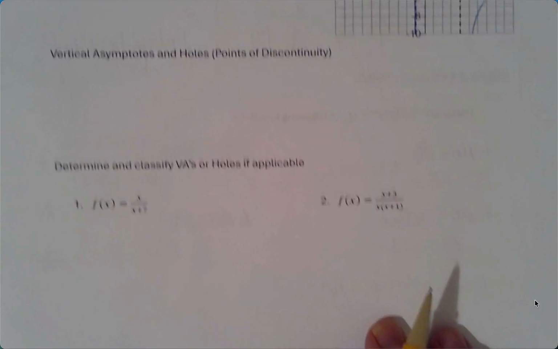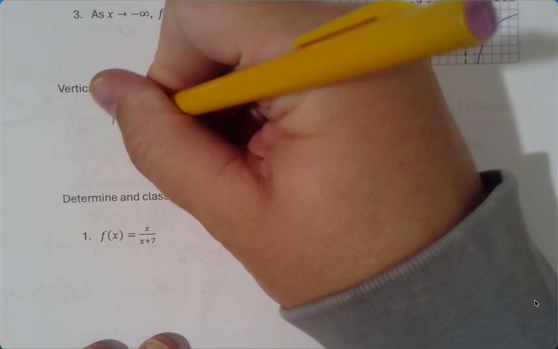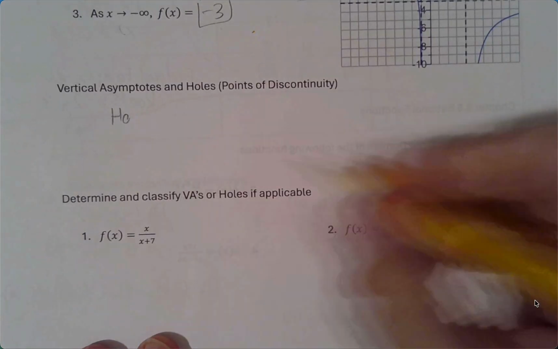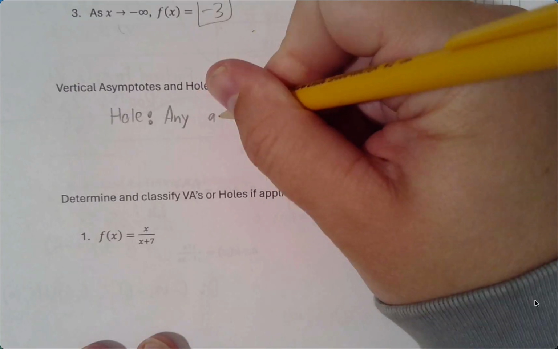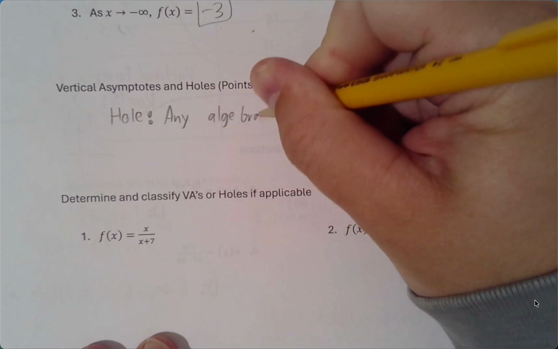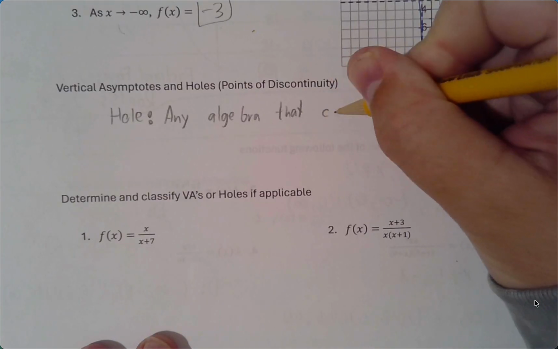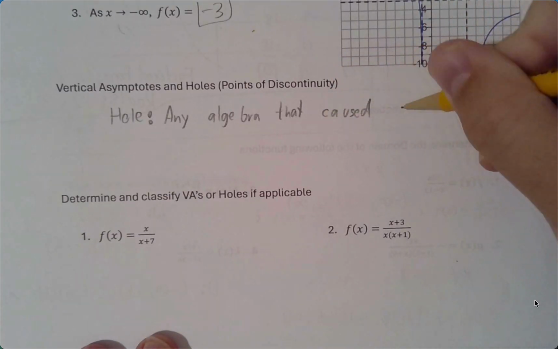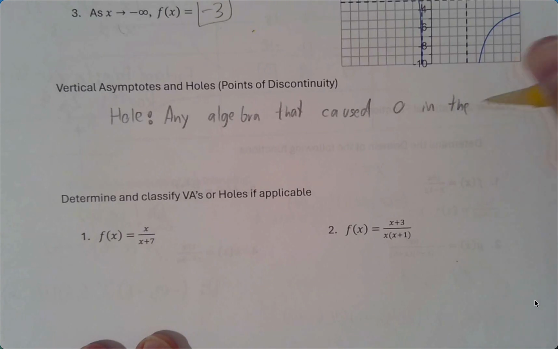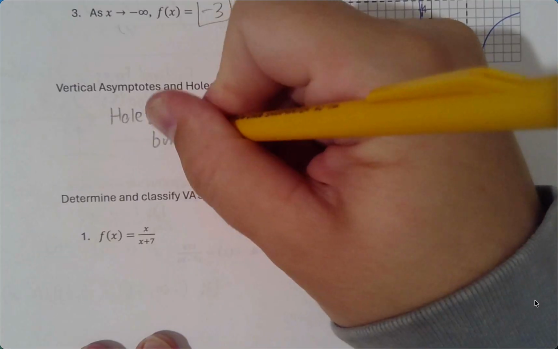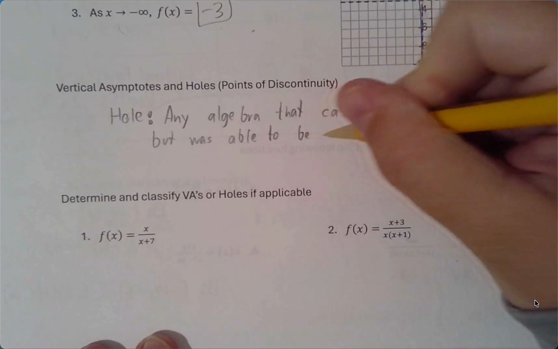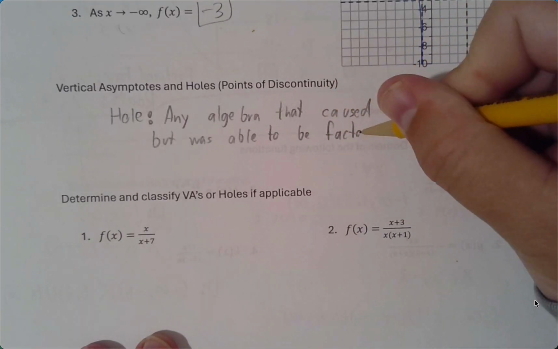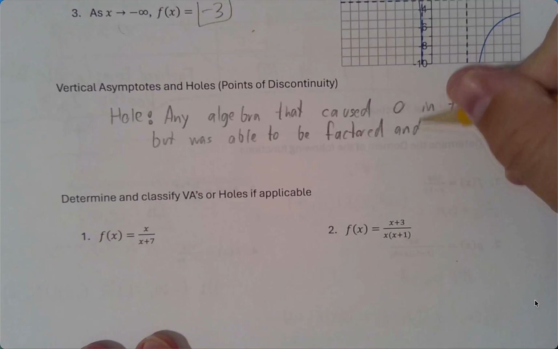Anyways, let's dive in. So a hole, or what we call a point of discontinuity, is the following. Any algebra that, catch this wording, caused 0 in the denominator, but was able to be factored and canceled.